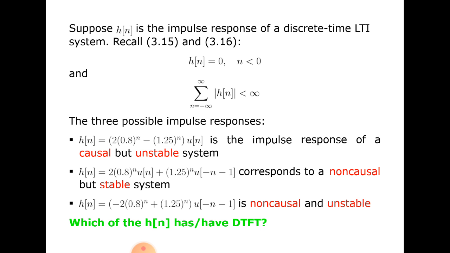So the three possible impulse responses: h of n = 2 × 0.8^(n-1) − 0.25^n times u of n is the impulse response of a causal and unstable system, and h of n = 2 × 0.5^n u of n + 1.25^n u of (−n − 1) corresponds to the non-causal but stable system, and h of n = (−2 × 0.8^n + 1.25^n) u of (−n − 1) is non-causal and unstable.